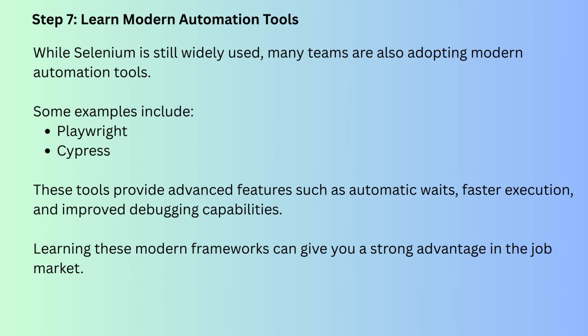Step 7. Learn modern automation tools. While Selenium is still widely used, many teams are also adopting modern automation tools. Some examples include Playwright and Cypress. These tools provide advanced features such as automatic waits, faster execution, and improved debugging capabilities. Learning these modern frameworks can give you a strong advantage in the job market.